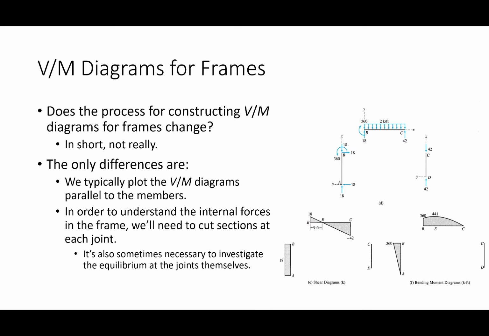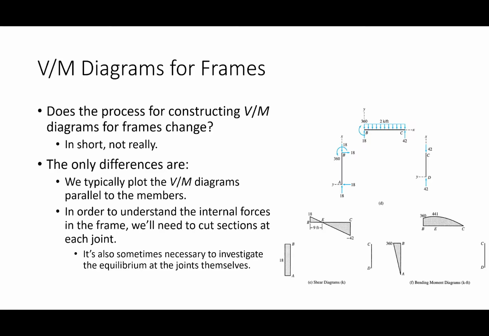So how do shear and moment diagrams differ for frames? Well, they really don't. The only thing that happens is, for example, if you're looking at an element that's vertical, you're just drawing the shear diagram vertically and drawing the moment diagram vertically. If I'm looking at member AB, I just draw the shear diagram like this, draw the moment diagram like this. I'm just drawing it up and down as opposed to left to right. So it's really not that different.